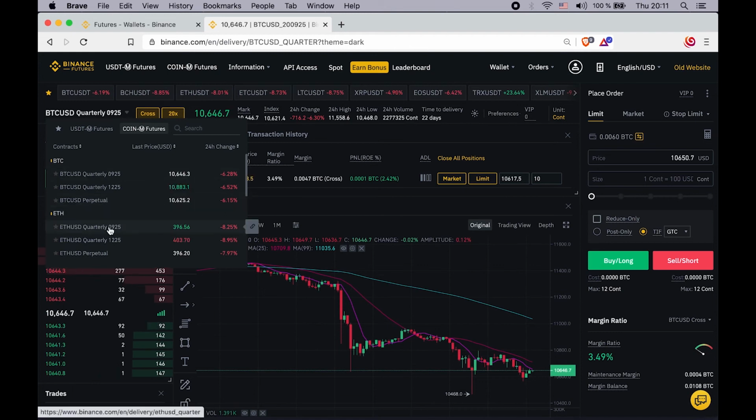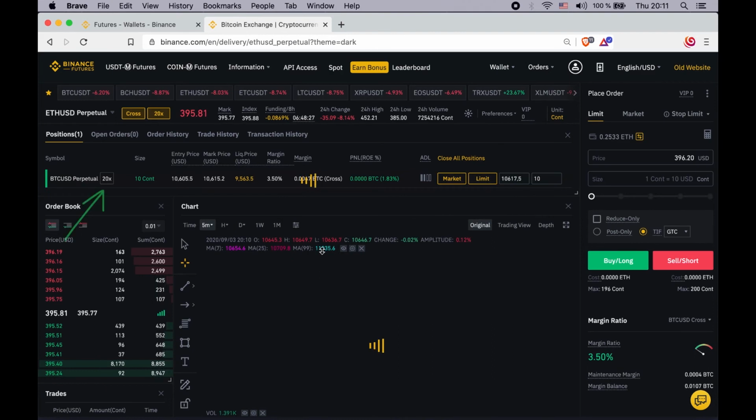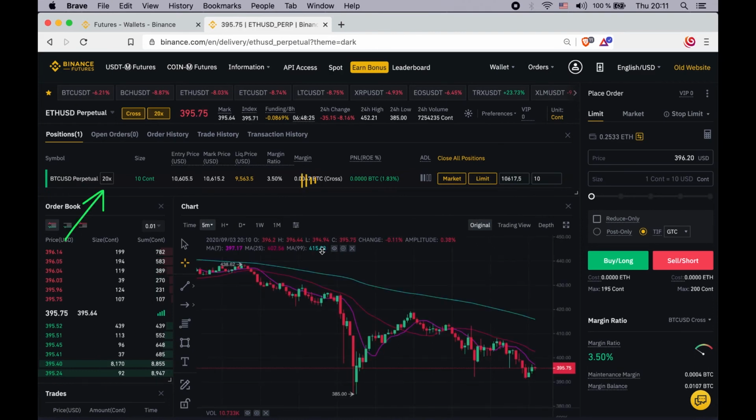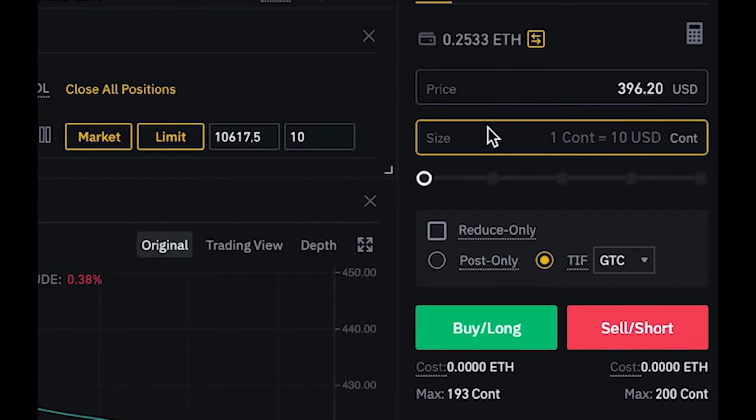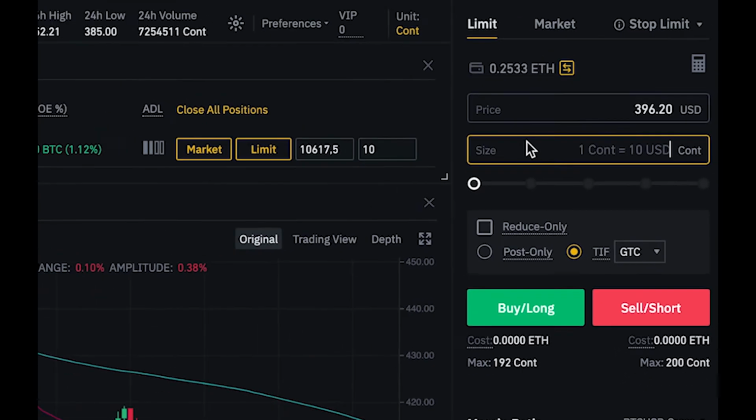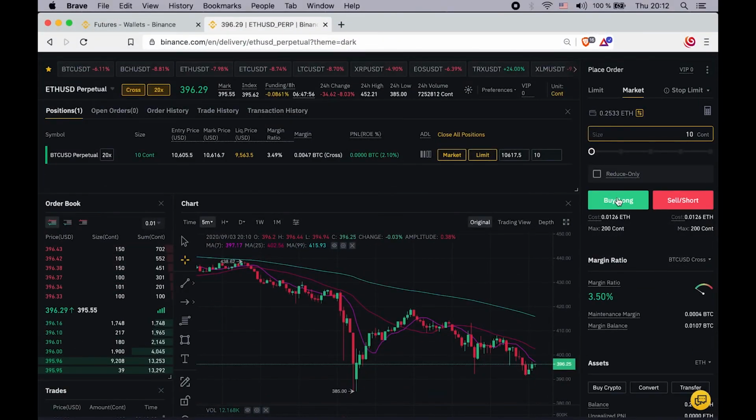Now we choose Ethereum USD. We choose the ETH perpetual contract. We have 20x leverage by default. That means that we can take a 20 times bigger position than what we have. We will do it in a more accurate way. Now we see that one contract is 10 USD. Let's take 10 contracts for the first time.